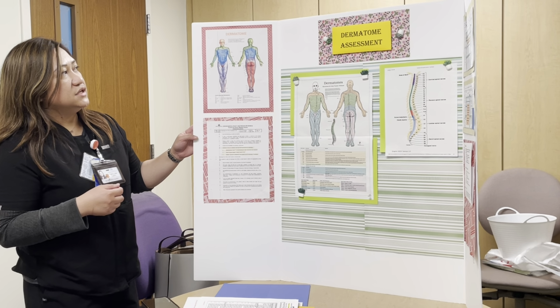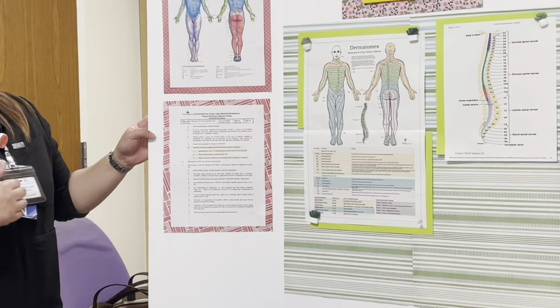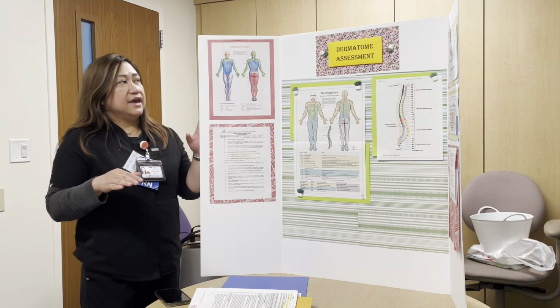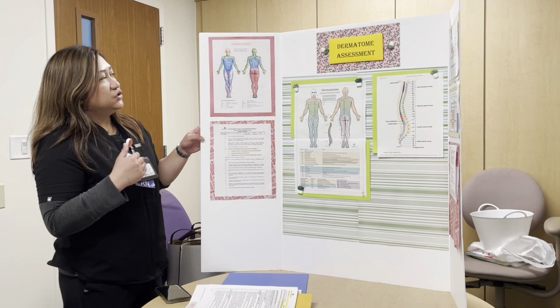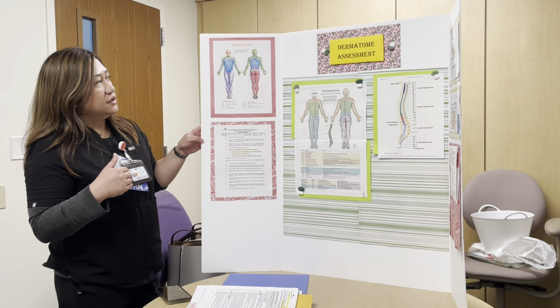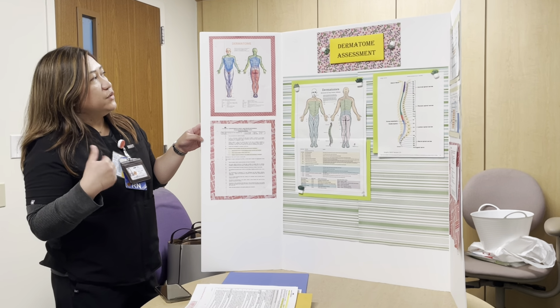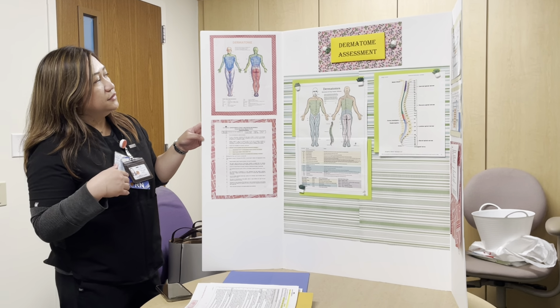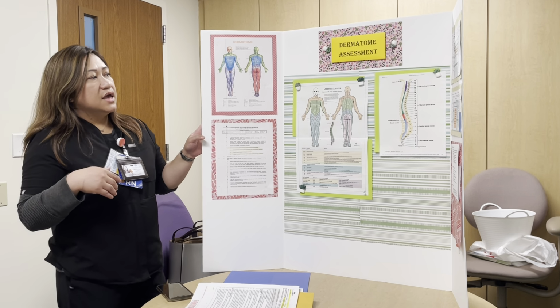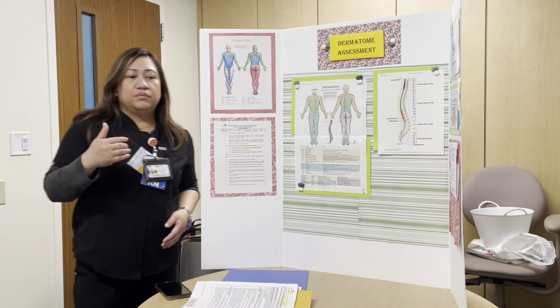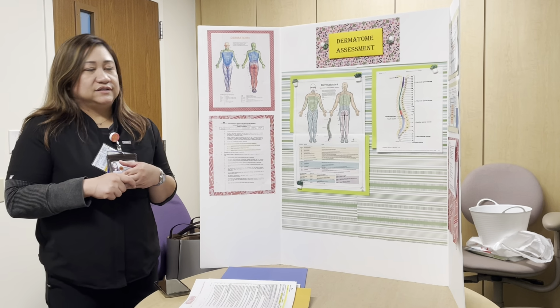So we start from C2 to C8 because there's no dermatome for C1, okay? And so cervical has 8 cervical nerves, and we have 12 thoracic, 5 lumbar, and 5 sacral. And so the last nerve that we assess or check is the sacral.